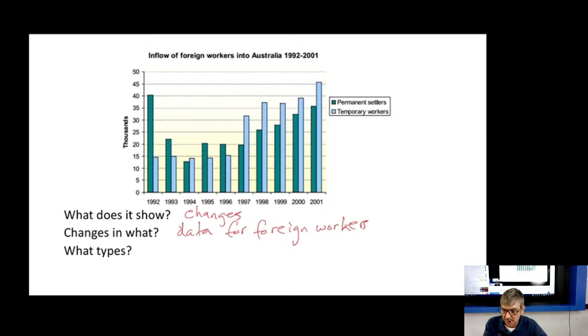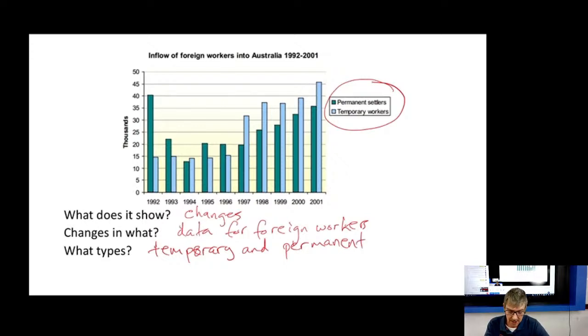And then what types are there? Well, there are two types. We can see that there are two types given by this. So they are temporary, which means just a short time, and also permanent. Permanent means like for a longer time, and maybe for life, remember. So we've got two different types of workers, and we're looking at how that changes.